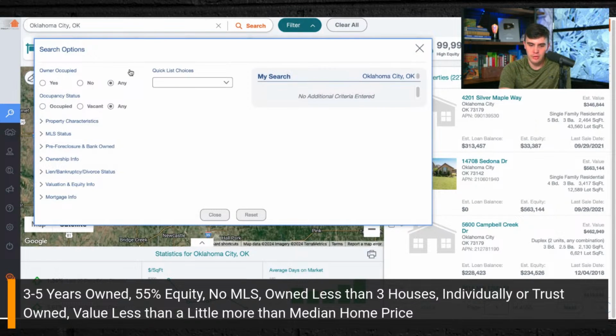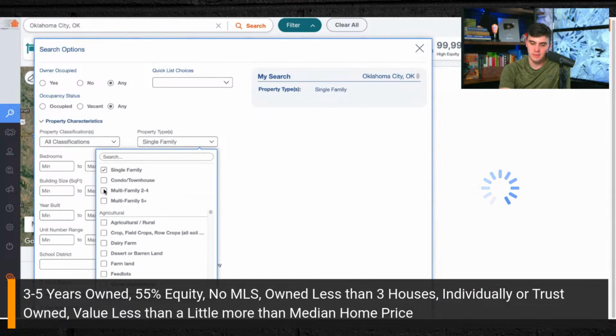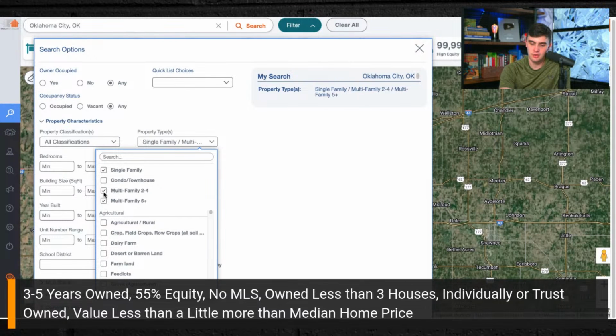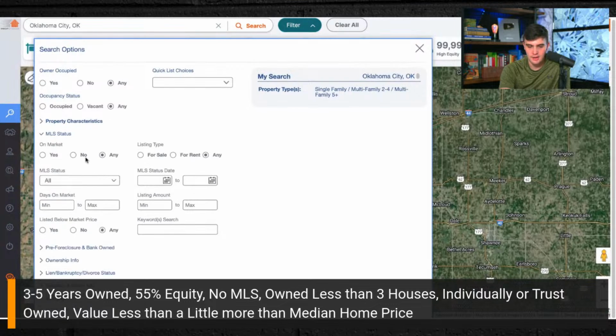Filter. We're going to go owner occupied, right? You can do all this stuff, right? So what I'm going to do is property characteristics. Now, this isn't a general rule, so you can do whatever you want. Now, if I'm just virtually wholesaling here, I'm going to do single family, multifamily, and I'm going to avoid condos and townhomes right now. Next here, MLS. Make sure the property is not on the MLS.